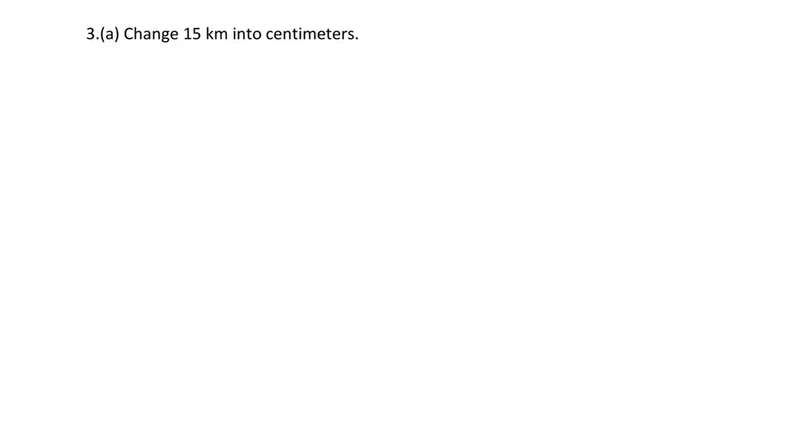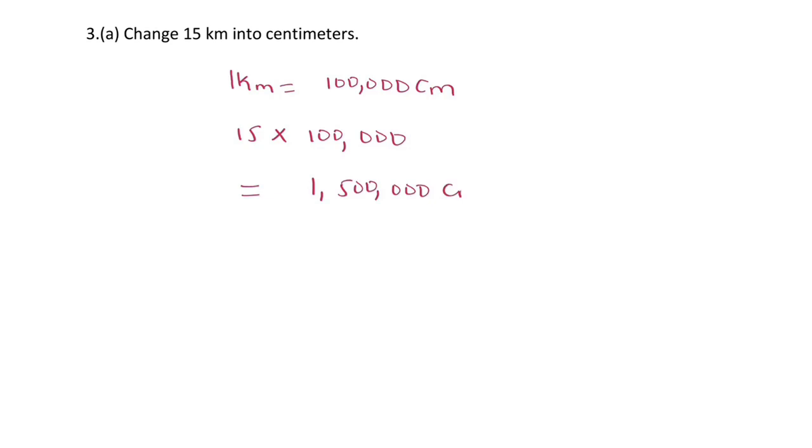Question number 3, part A. Change 15 kilometers into centimeters. Okay, so for this one, we have to recall that 1 kilometer is equal to 100,000 centimeters. To convert this, we are going to take 15 multiplied by 100,000, of which after solving the values, we are having 1,500,000 centimeters. And this is going to be our answer.